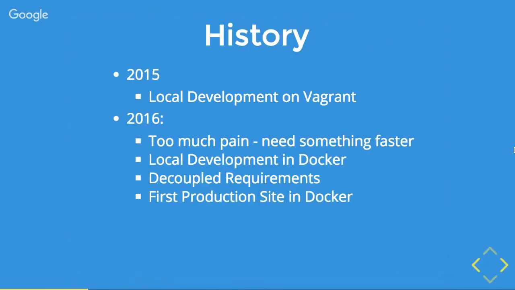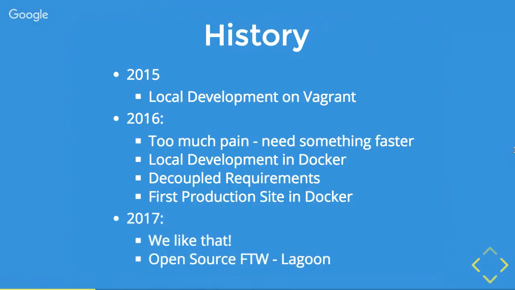Then in 2016, that was really too much pain. It was too slow. So we started to move slowly to Docker for development, because containers start much faster. And with that, more and more, we got the first decoupled requirements. So in 2016, we started to merge the first React front ends and things. And then we actually realized that Docker would also be very good in production.